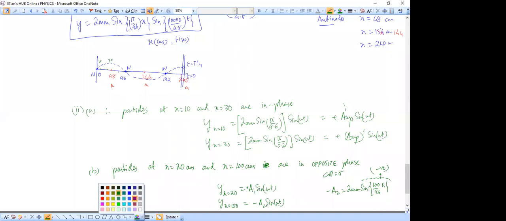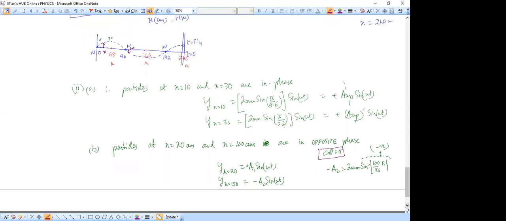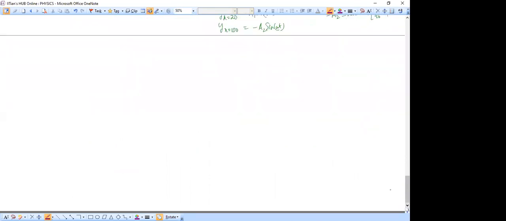Okay. So the particle x equal to 100 is present somewhere here. It's very close to the node, so it has a very small amplitude. Particle x equal to 20 is present somewhere over here. It has a comparatively larger amplitude, but more importantly, they are out of phase. When this one is at the positive extreme, this one is at the negative extreme. So they have a phase difference of pi. Okay, so hope this is clear, people. Now moving on to the last part, the energy.